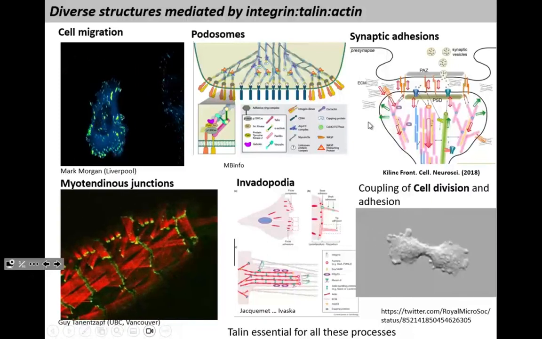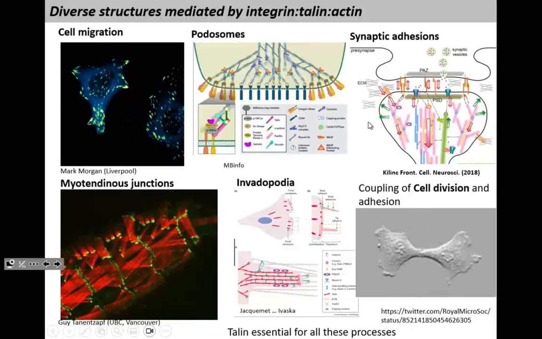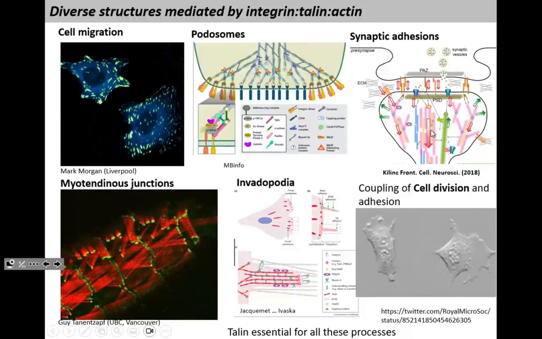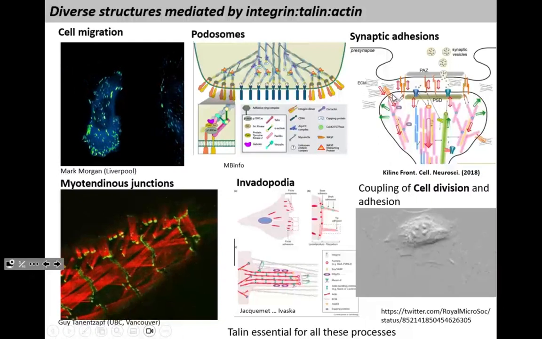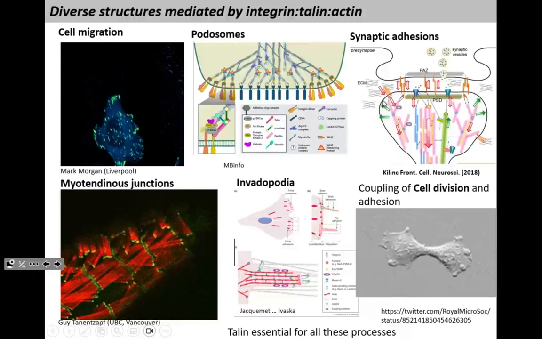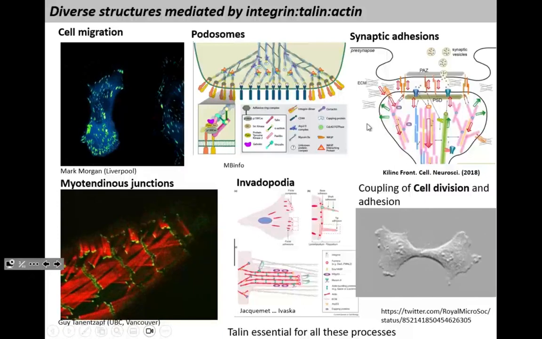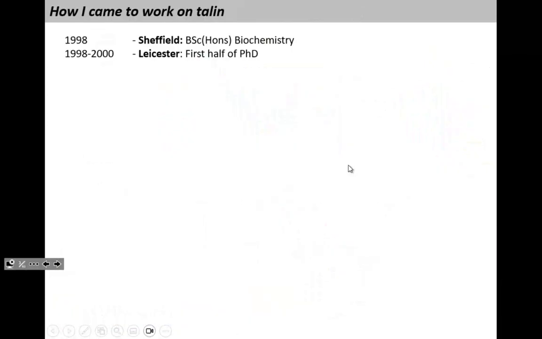This is a synapse in our brain, how one neuron talks to another neuron. And this is scaffolded via a complex meshwork of these proteins, of which integrins and talin are essential components. If you knock out the ECM, the integrin or the talin, then you don't have synapses. So we're very interested in understanding all of these different structures which are mediated by talin.